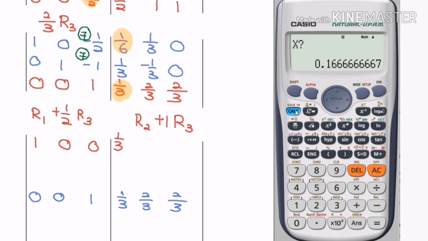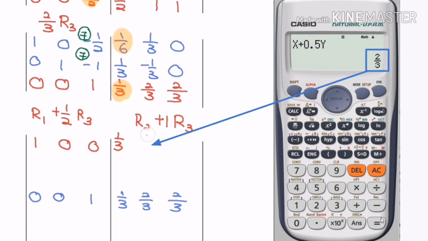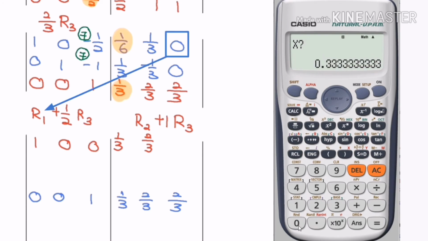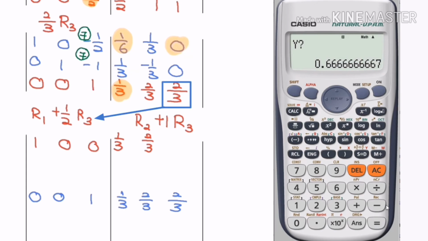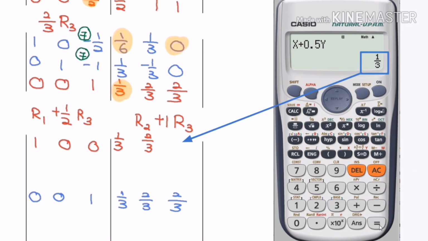Next, we have 1 over 3 for R1, and then we have 2 over 3 for R3. So my answer will be 2 over 3. Proceed. My R1 will be 0. Okay, stated in here, 0. And then my row 3 will be 2 over 3. Okay, so my answer will be 1 over 3.